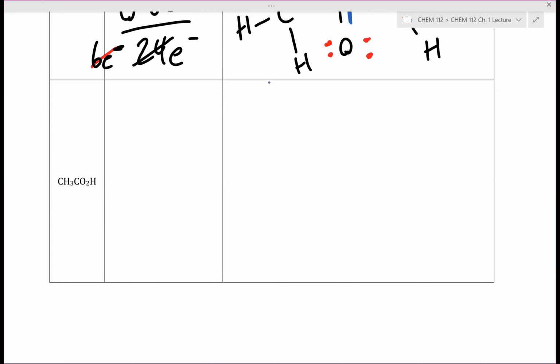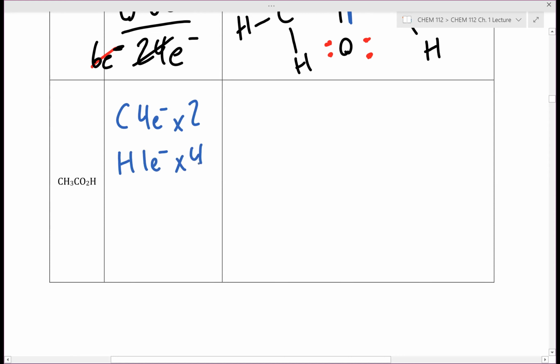So I see a lot of good progress. We're going to discuss this just so that way we can stay on track. For carbon, it contributes 4 electrons, and we have 2 carbons. Hydrogen contributes 1 electron, and we have 4 hydrogens. Oxygen contributes 6 electrons, and we have 2 oxygens. So again, conveniently enough, we have 12 plus 12, or 24 electrons to work with.